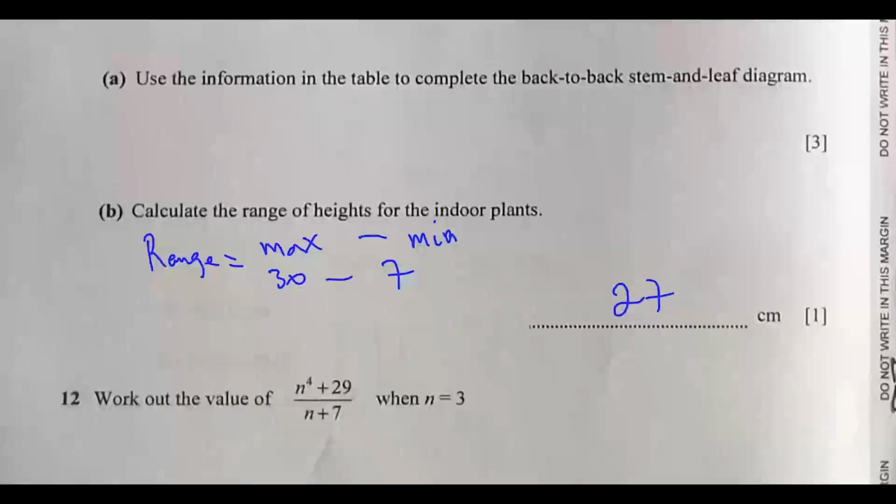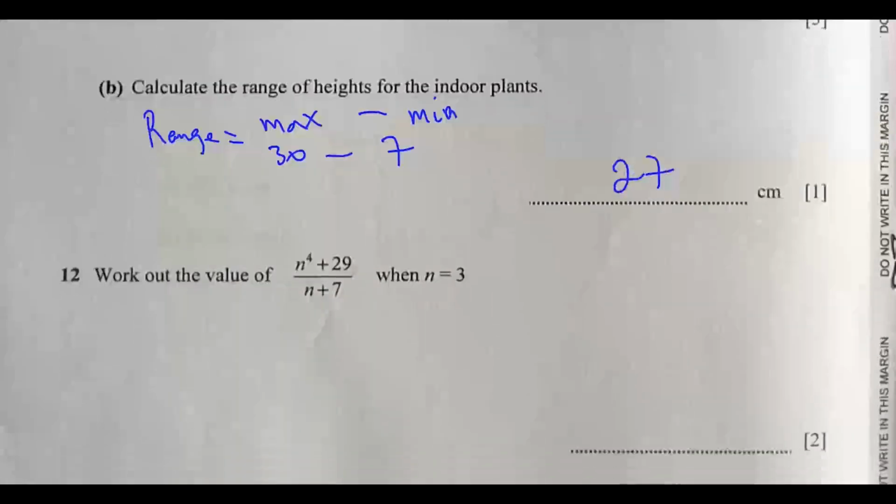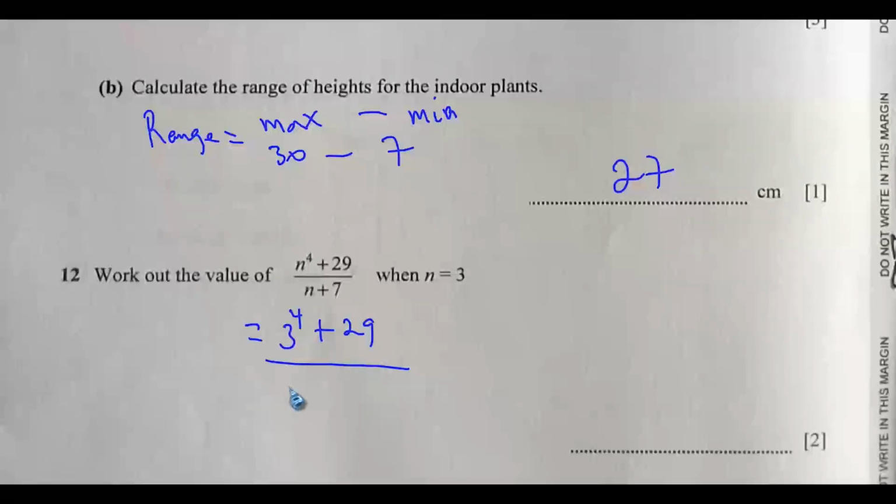So the next question is question 12. Work out the value of n to the power of 4 plus 29 over n plus 7 when the value of n is equal to 3. What you need to do here is to substitute the value of n. So n equals 3. It will be 3 to the power of 4, then add 29 over n, which is 3 again, then plus 7.